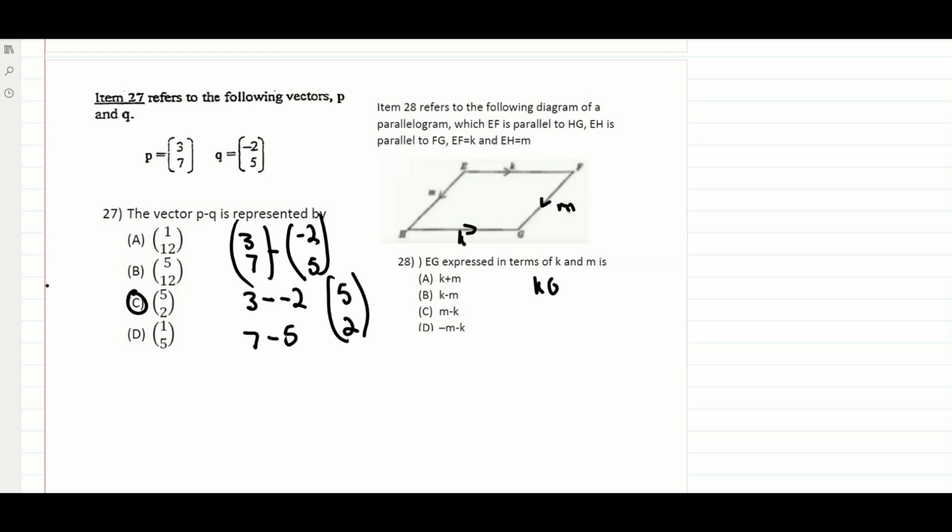So EG would be equals to EH plus HG. So what is EH? M. And what is HG? K. So it's K plus M, or positive K positive M, which is E.